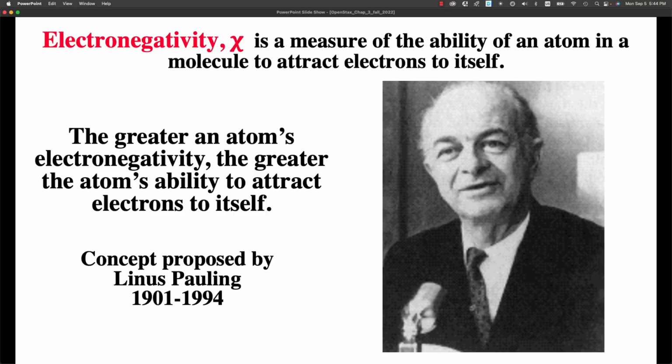And the last periodic trend that we're going to talk about is electronegativity, which is symbolized by chi. And electronegativity is the ability of an atom in a molecule to attract electrons to itself. The greater the electronegativity, the greater the atom's ability to attract electrons to itself. It's actually a concept proposed by Linus Pauling.